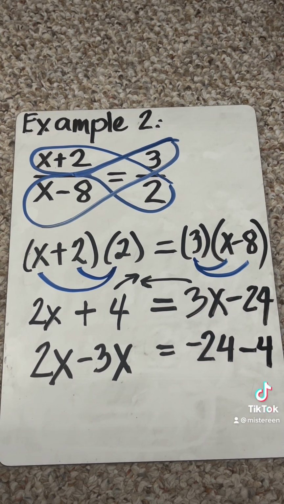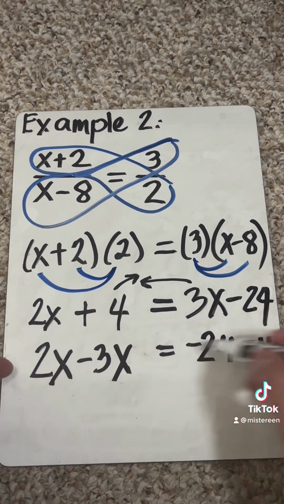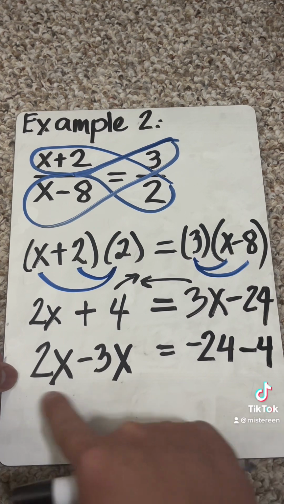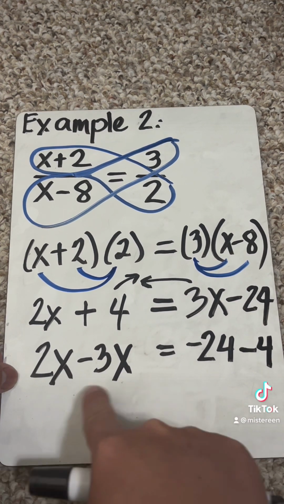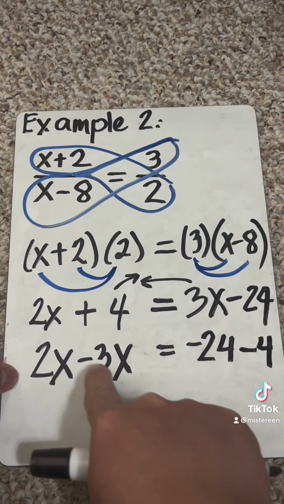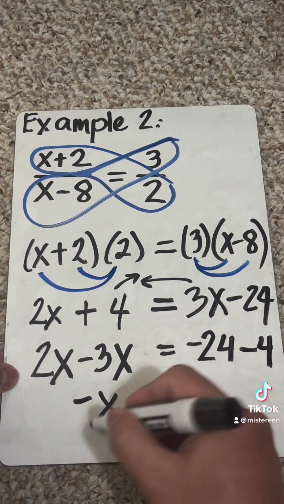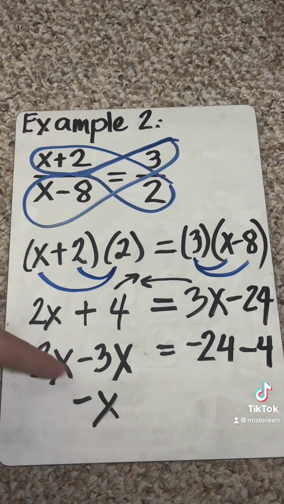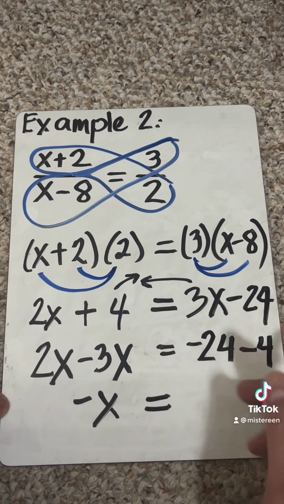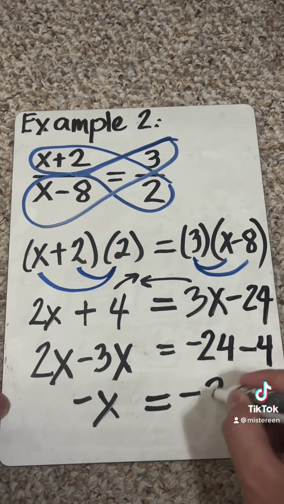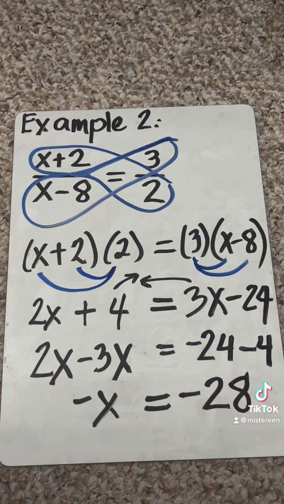All right, and then I'll simplify. After moving things, I'll just simplify per side. So here, if you put this in your calculator, just don't put the x. Just put in your calculator 2 minus 3. And that gives you negative 1x, or just negative x. Okay, don't forget there's an x. Is equal to, put this in your calculator, negative 24 minus 4. That's negative 28. So that's step number 2.